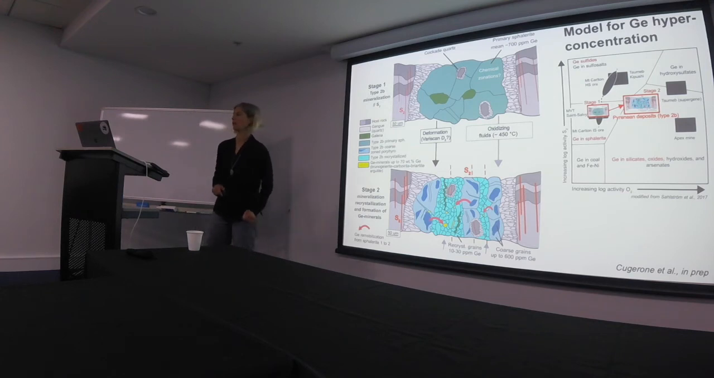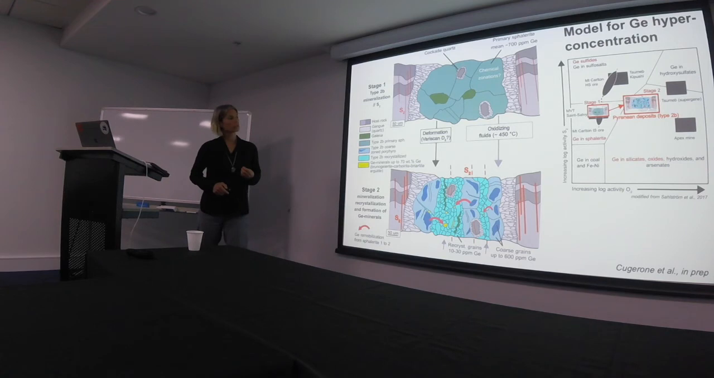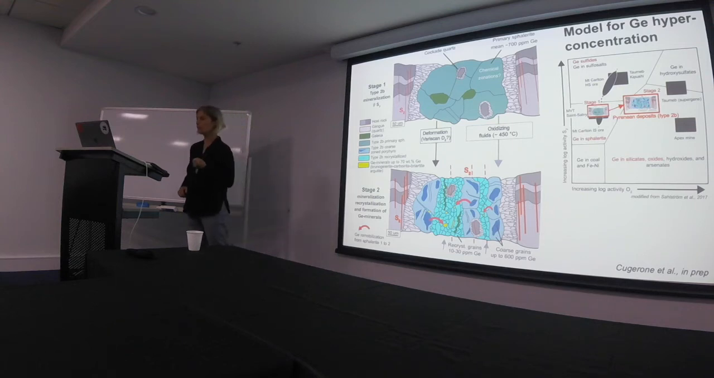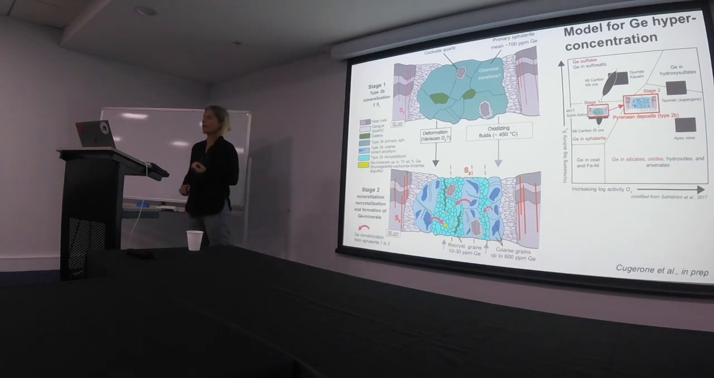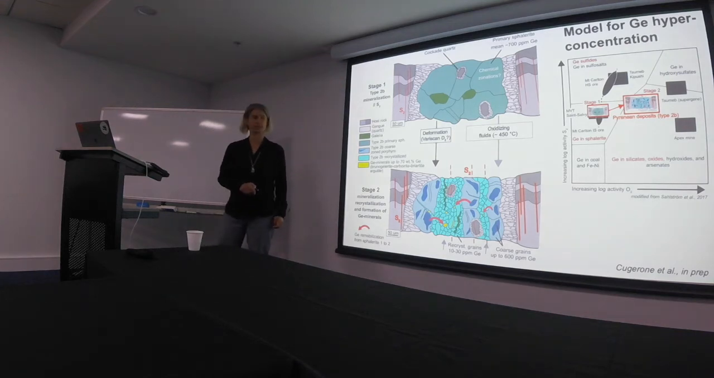It was quite difficult to find a thermodynamic phase diagram showing the different stability of the different germanium-bearing phases, whether they are sulfide, oxide or silicates, depending on the activity of oxygen and the activity of sulfur. But what we see is that most of the minerals which crystallize in the Pyrenean axial zone are silicate or oxide. So we might have a higher oxygen fugacity, and we don't find all of these germanium sulfides that can be found in some other deposits like Mount Carlton or in the cupriferous deposits.